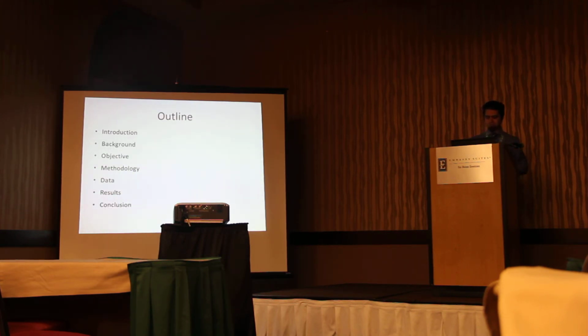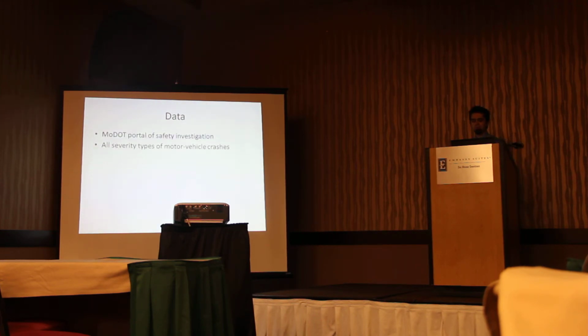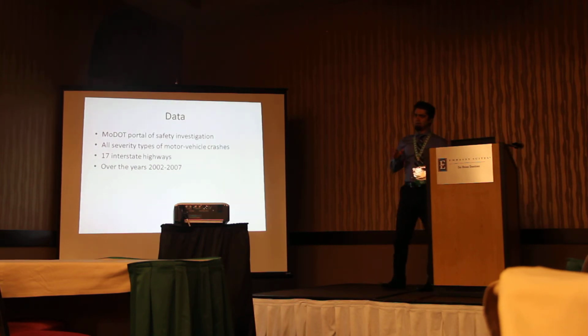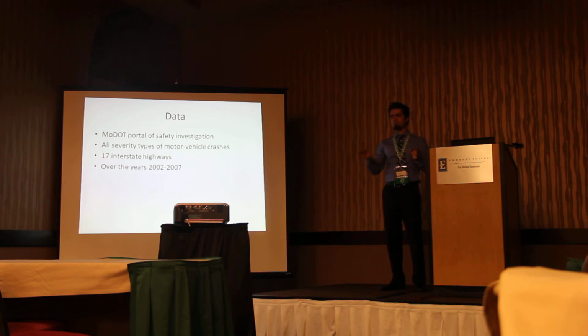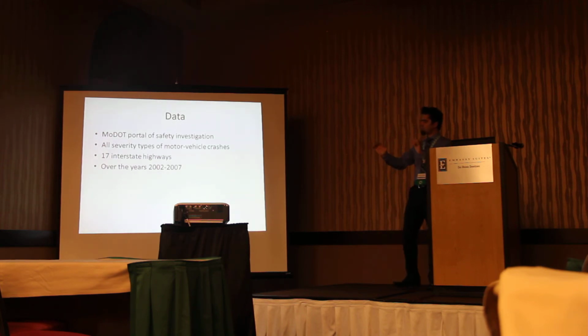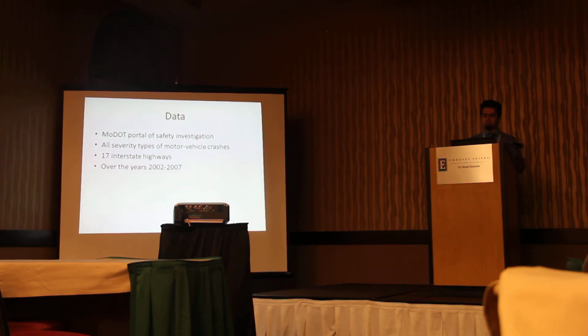So now the data I'll talk about is, well, I used the portal of safety investigations from MOVITE, the SEM as far as I remember, to reach the crash data, all severities and different types of collisions and everything. For the years of analysis, all the severity types of motor vehicle crashes were used, on 17 interstate highways. This is another point about the study, that I excluded all the US highways and state highways. I'll just stick with the interstate highways for this one, so I could have an idea of what is really happening on the interstate highways.